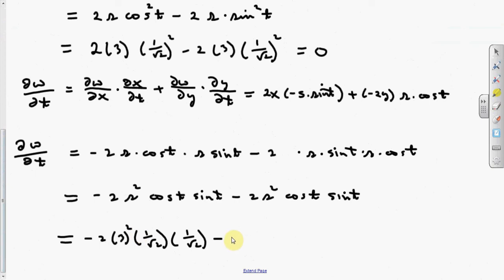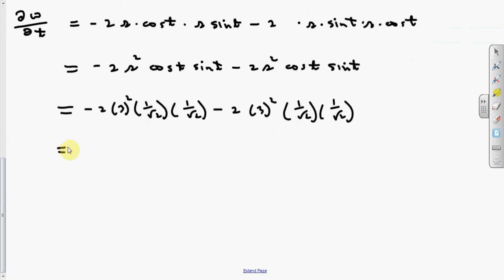So this is negative 2 times 3 squared, 1 over the square root of 2 times 1 over the square root of 2. So the two radicals multiplied is 1/2 times that negative 2. We just get negative 9. And then over here we get negative 9. Negative 18. Okay.